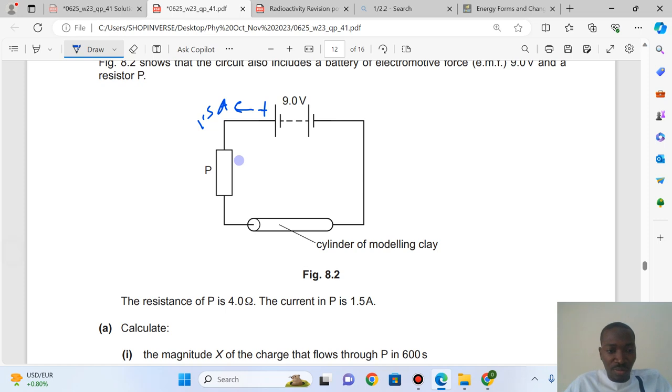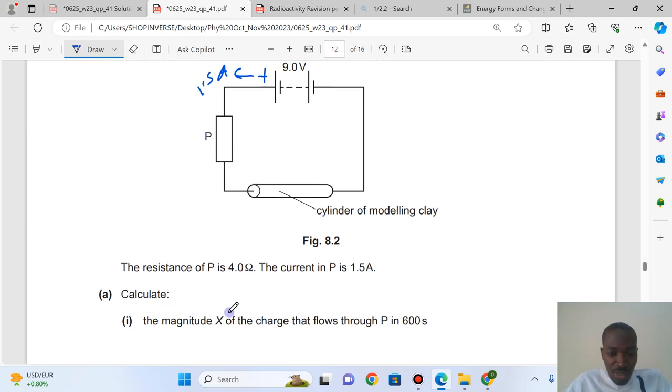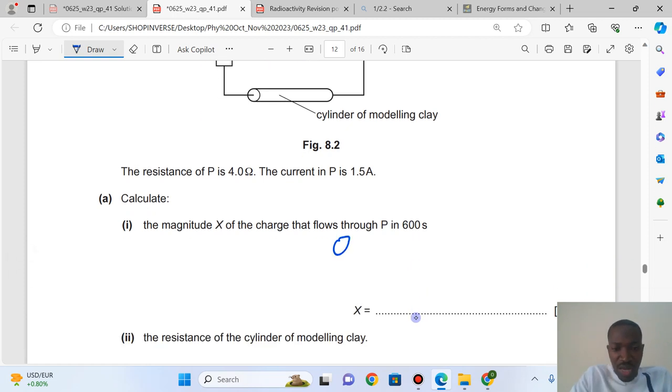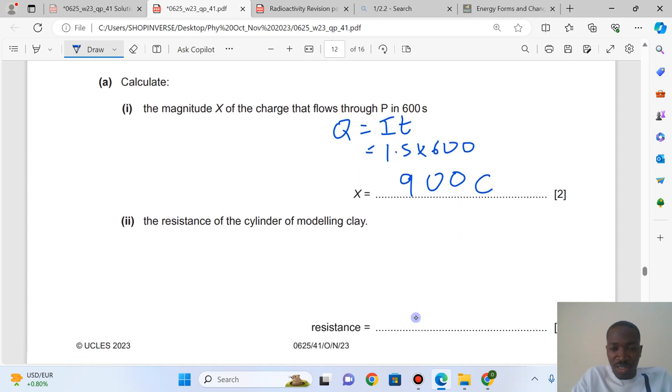Calculate the magnitude X of the charge that flows through P in 600 seconds. Q equals I times T, where I is the current and T is the time. Current is 1.5 amperes, time is 600 seconds. 1.5 multiplied by 600, you get 900 coulombs. That's the charge. Easy.